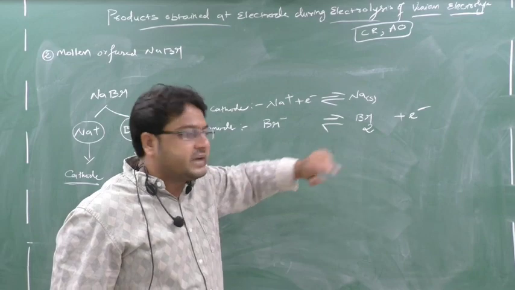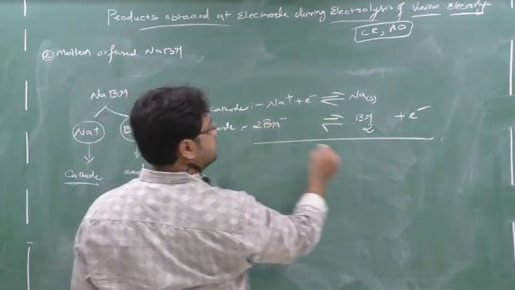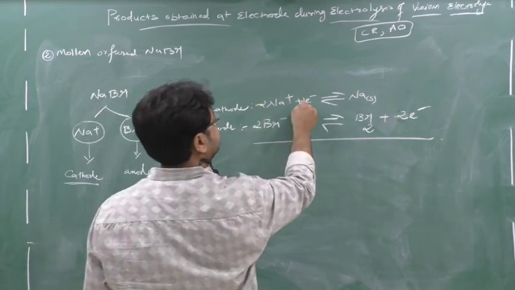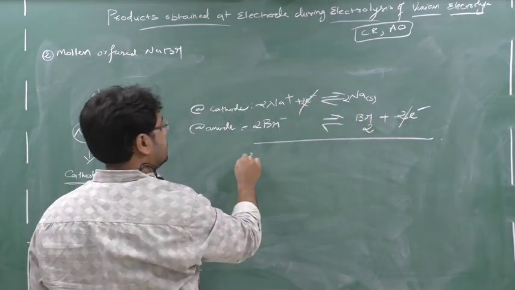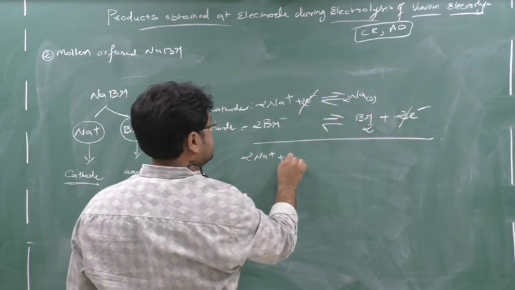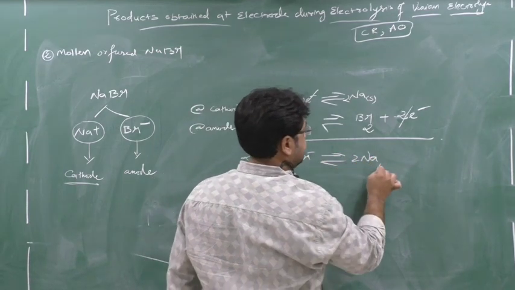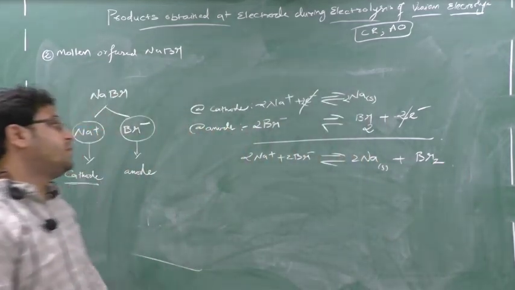Okay, so this Br2 is a gas. So here what will I obtain? Here I will obtain 2 electron. So balance the reaction, 2. So what will I get? These 2 electron get cut. So 2 Na plus 2 Br minus will form what? 2 Na solid plus Br2. Clear? So what product did we obtain?